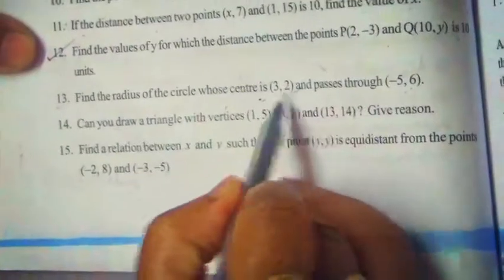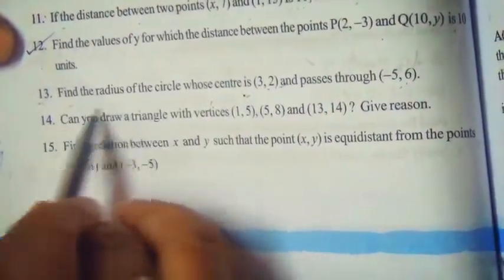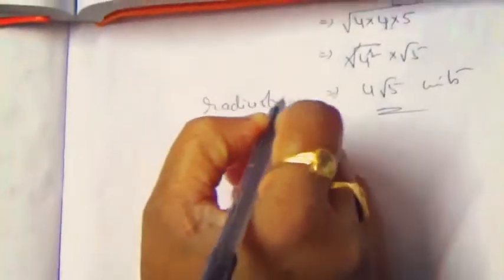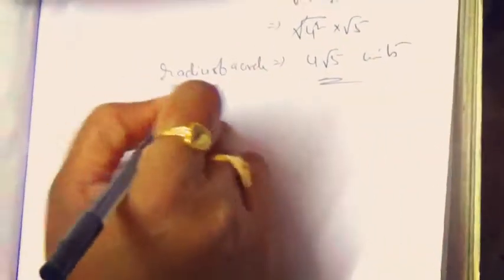Here, look at here. It is finished. So it is the radius of a circle. Here it is finished.